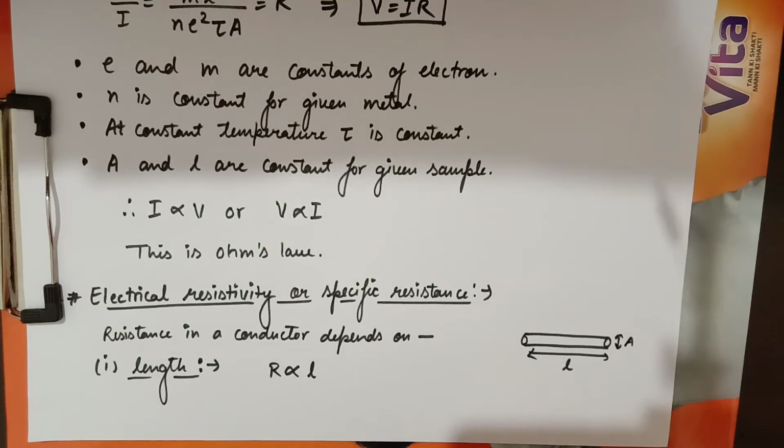In a conductor, the resistance is due to the collision of electrons, or collisions of charge carriers in it. If the length of the conductor increases, then electrons have to travel a longer distance, and if they travel a longer distance, they suffer a large number of collisions. That's why when the length of a conductor increases, resistance also increases, because there will be more collisions.